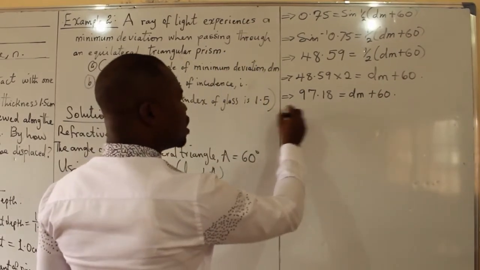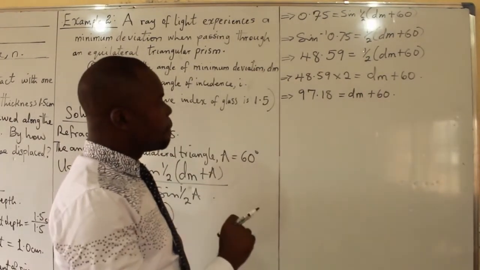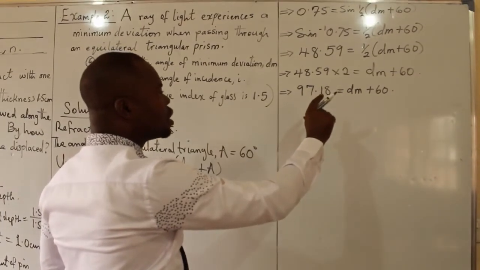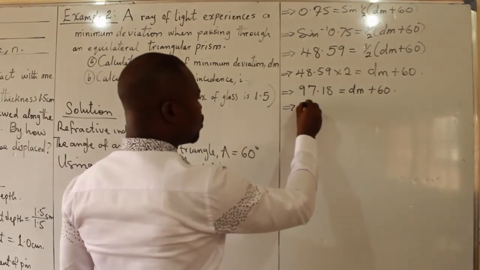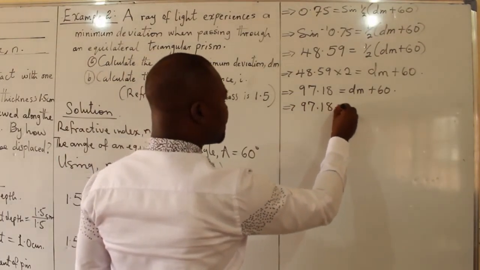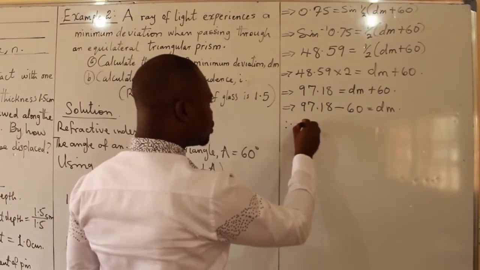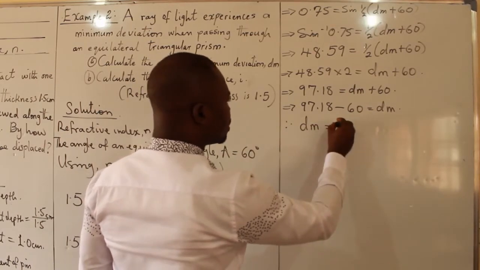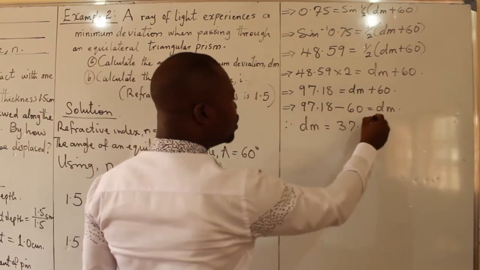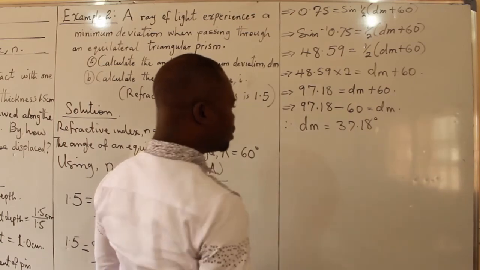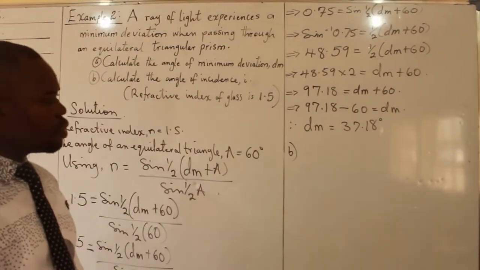So to make dm the subject, you bring 60 to the other side. And don't forget, as a mathematics student, whenever a term is moving across the equality sign, the sign changes. So we have, therefore, 97.18 minus 60 equals dm. Therefore, minimum deviation dm equals 37.18. That's the angle of minimum deviation, 37.18 degrees. That's for A. B says calculate the angle of incidence.